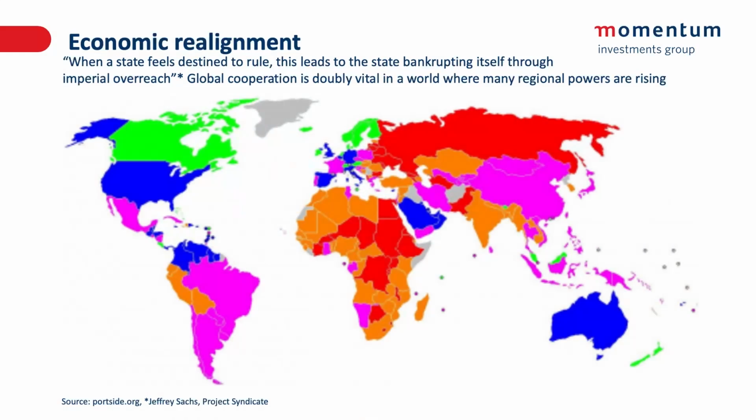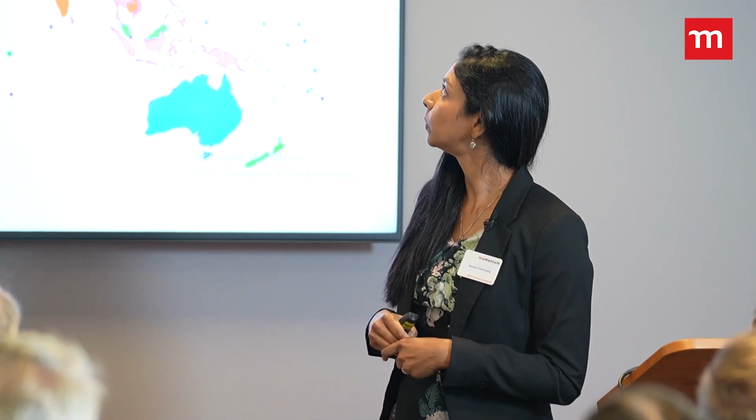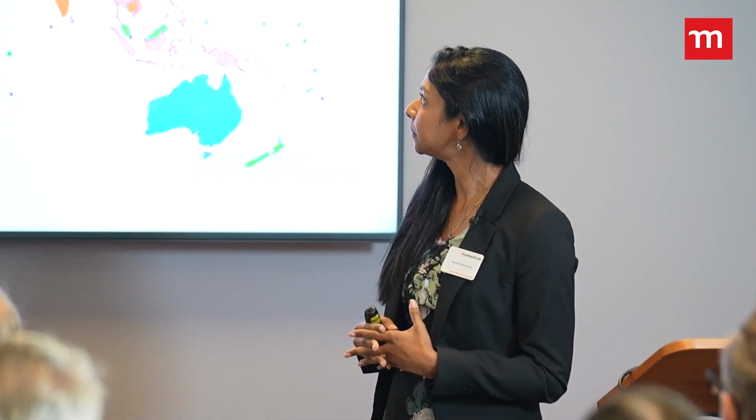And a very nice article by Jeffrey Sachs on Project Syndicate states that when a state feels destined to rule, this leads to the state bankrupting itself through imperial overreach. So this is how we've seen global powers ebbing and flowing over time. And given that debt in the US economy has reached quite a significant level in post-war history, it does suggest that the US's dominance is coming to an end in a world where we shifted from unipolar to bipolar to multipolar forces in the global economy.